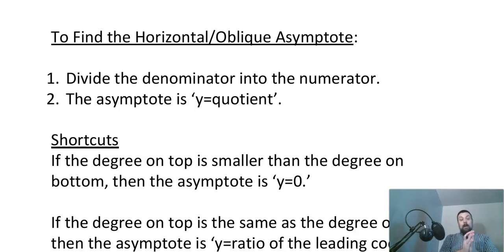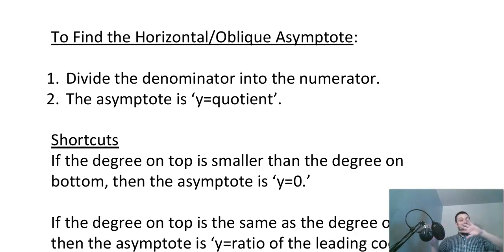The way you find that horizontal or oblique asymptote is to divide the denominator into the numerator and take the quotient as your asymptote. So y equals whatever the quotient is will be this type of asymptote in your graph. It'll either be horizontal or oblique, and it's the only one of this type. So that's keeping it simple. That's the simple concept here: just take the denominator, divide it into the numerator. That's how you can always find this particular type of asymptote.